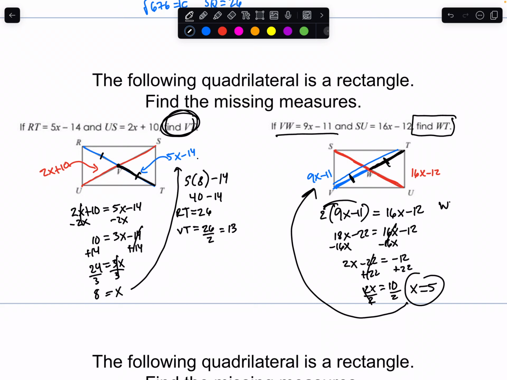So WT is equal to VW. So I plug it into VW. WT equals 9x minus 11, which is 9 times 5 minus 11. Therefore, 9 times 5 is 45. When you subtract 11, half the length of the diagonal results in 34. The key thing is understanding what am I going to plug this back into? What am I looking for, and what relationship do I want to plug it into to find the desired length?